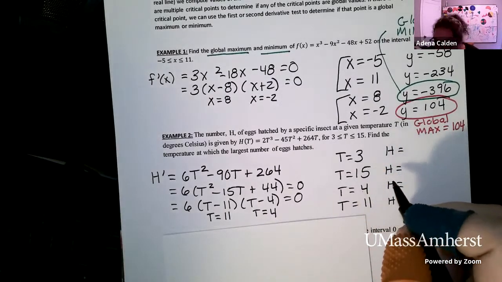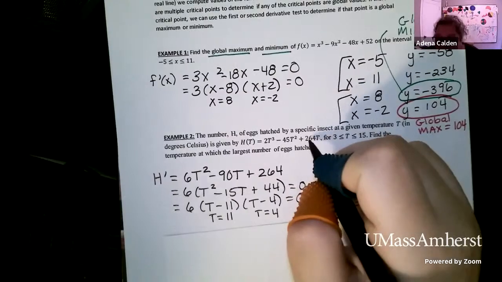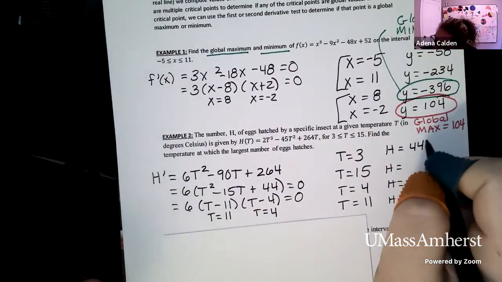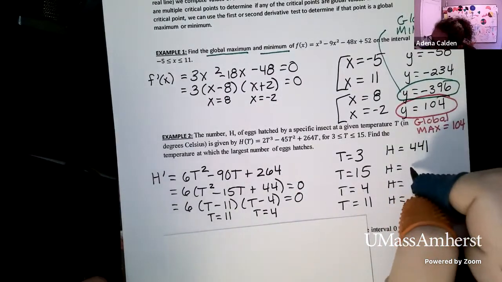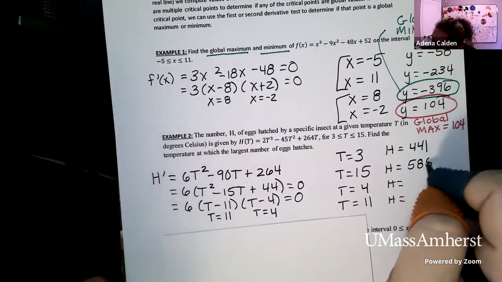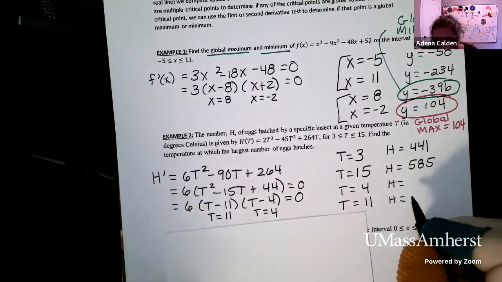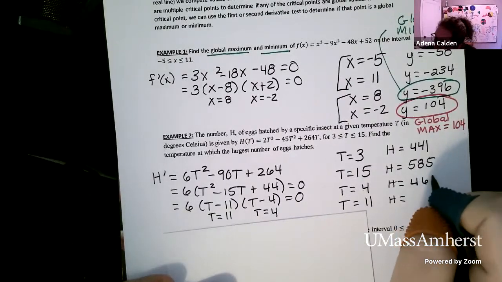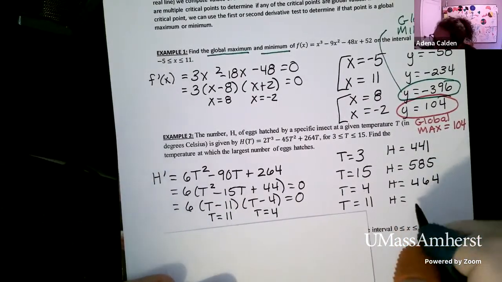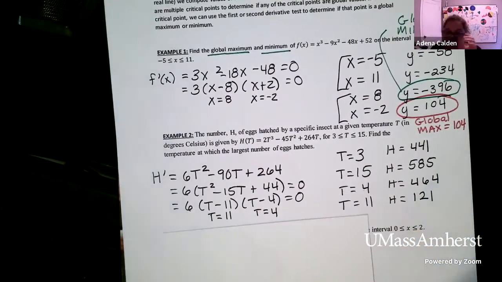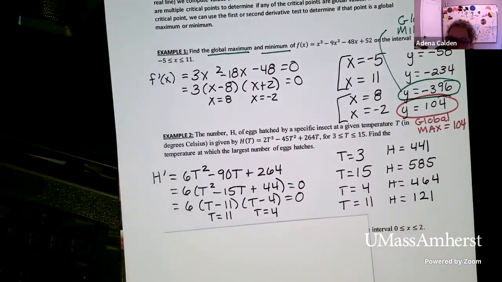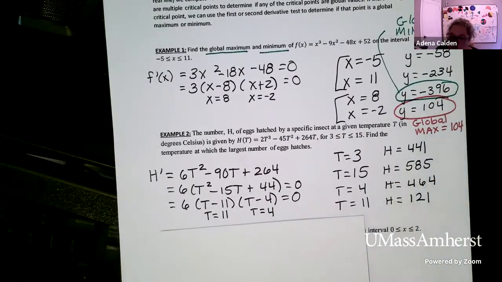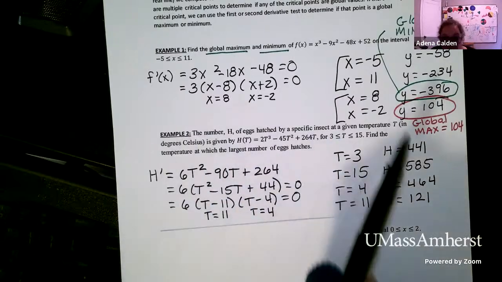So when I plug in a 3, again, into the original function, I get 441. When I plug in a 15, I get 585. When I plug in a 4, I get 464. And when I plug in 11, I get 121. Okay. This all seems really good to me because these are positive numbers. I'm expecting these to be positive numbers. If they weren't, I would be a little concerned given the context.